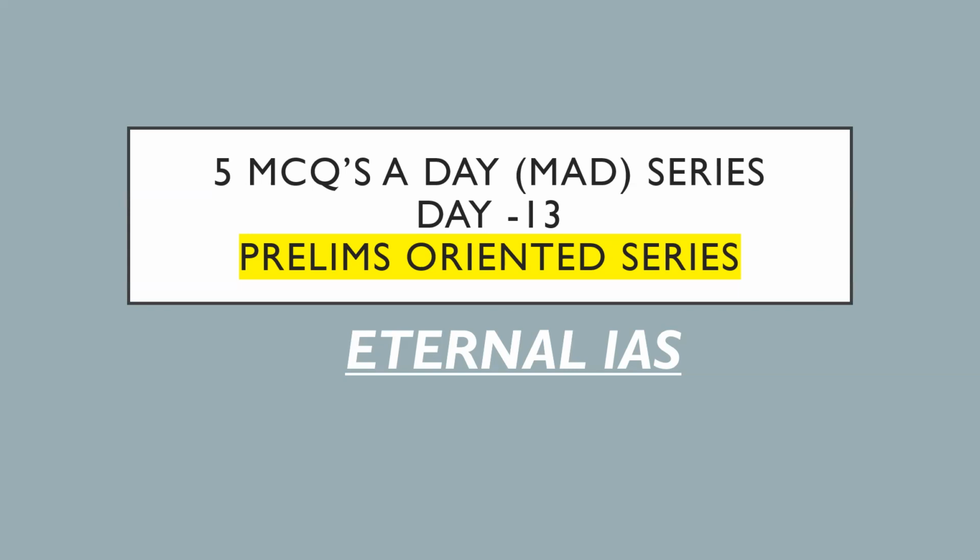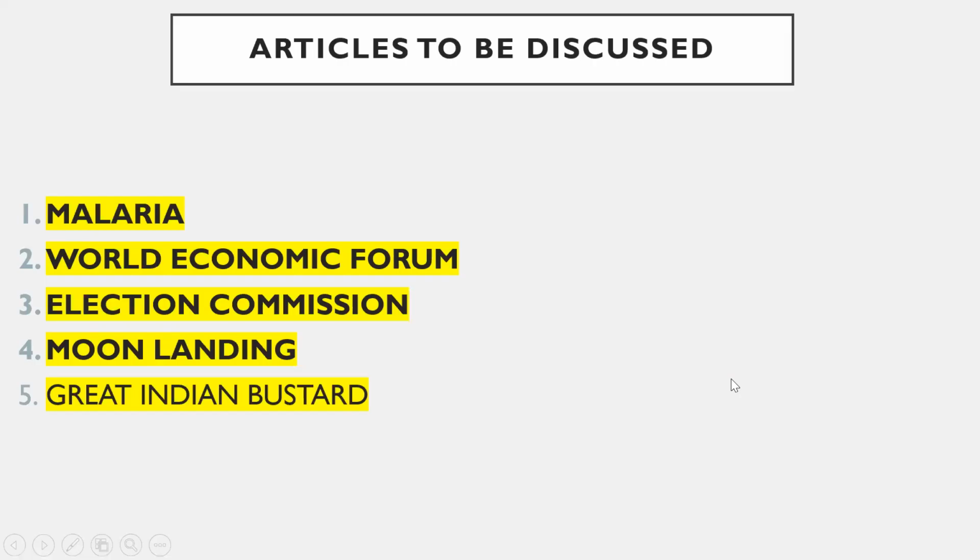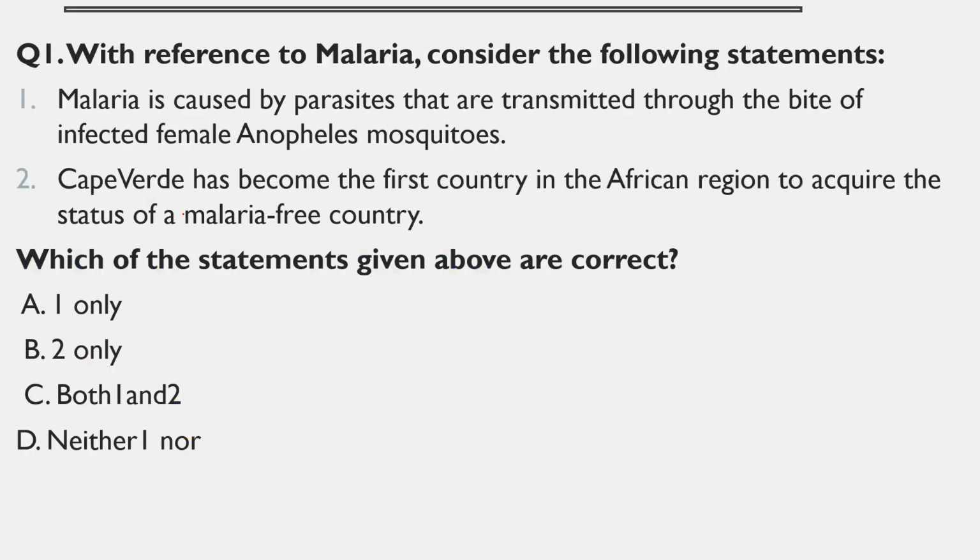The articles which we are going to discuss for today are malaria, World Economic Forum, Election Commission, then moon landing, then Great Indian Bustard. So, first question. Let us start with the first question about malaria, because malaria, mosquito, fish, these articles are in the news recently, right? So, we have to cover what exactly this thing is. So, let us talk about malaria first.